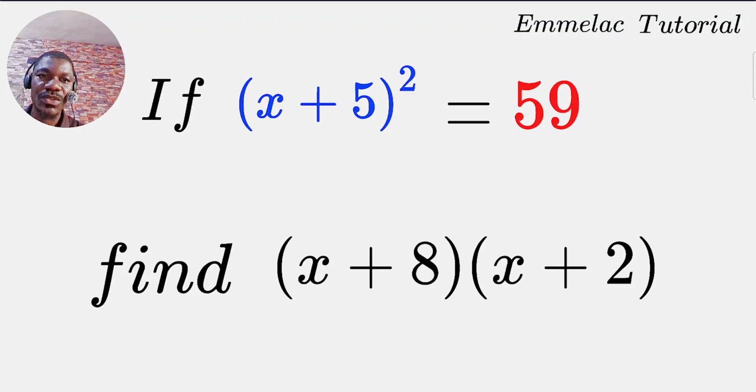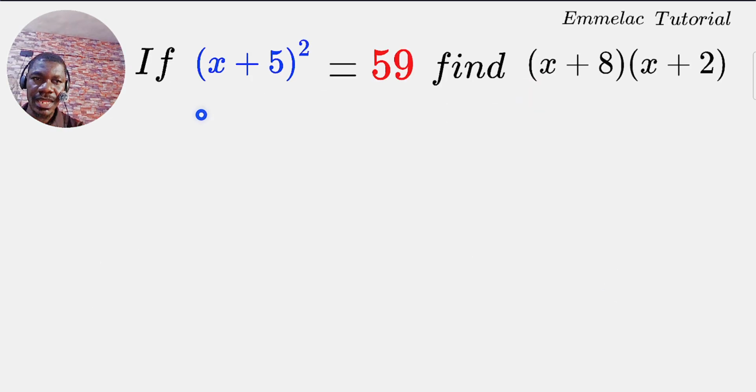Welcome to class. Let us look at this interesting algebraic question, and it reads that if (x + 5)² = 59, then find (x + 8)(x + 2). Very easy. Alright, so let's just get started.